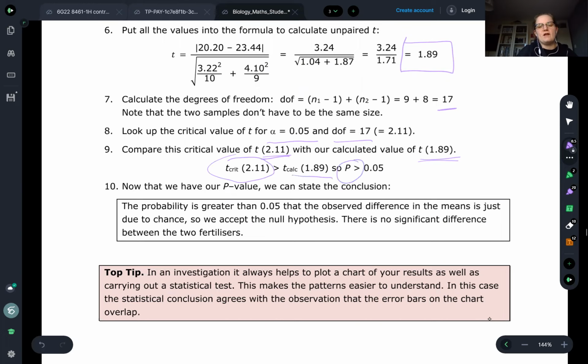So our p-value is greater than 0.05. Therefore the probability is greater than 0.05 that the observed difference in the means is just due to chance. So we accept the null hypothesis. There is no significant difference between the two fertilizers.